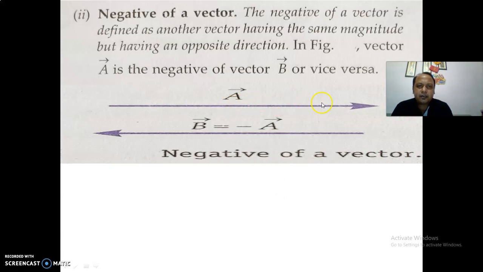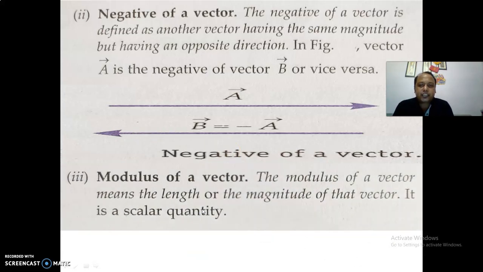Suppose vector A is there in the direction along x-axis and vector B is of same magnitude, that is the length is same, but the direction is opposite, that is negative x-axis. So we say that vector B is the negative of vector A. Or we can also say vector A is the negative of vector B. So we can write here vector B is equal to minus of vector A. Or we can also write here vector A is equal to minus of vector B. The negative sign shows that vector A and vector B have opposite directions. I hope this is clear to you.